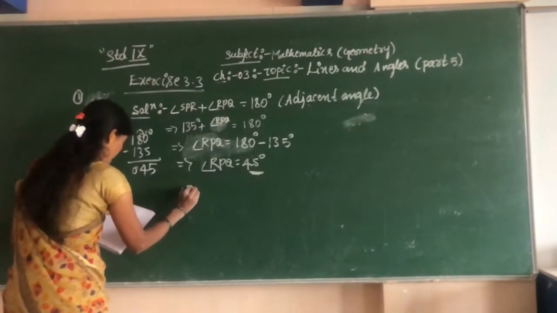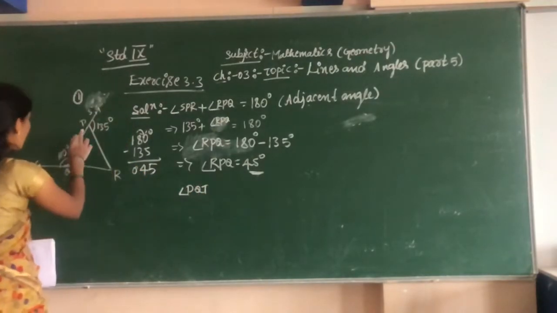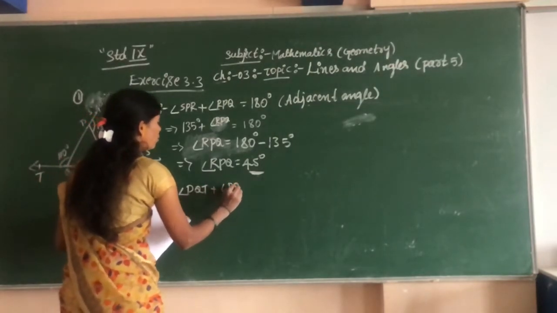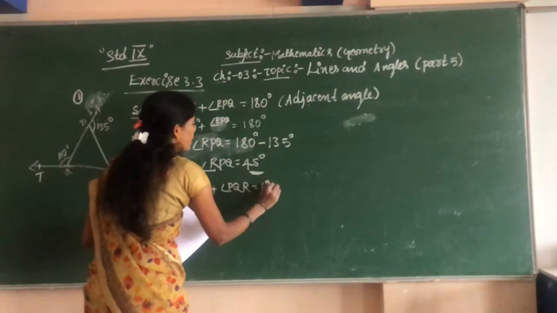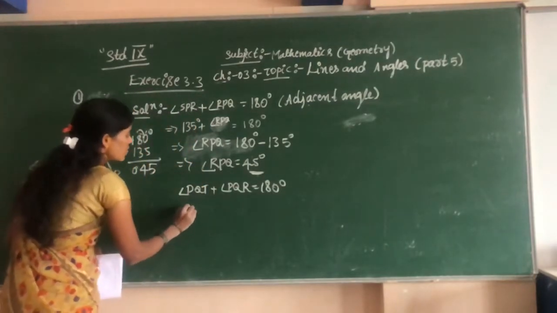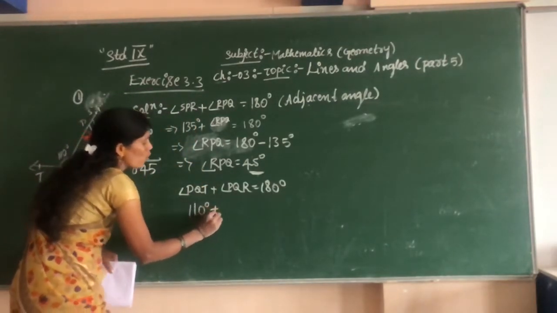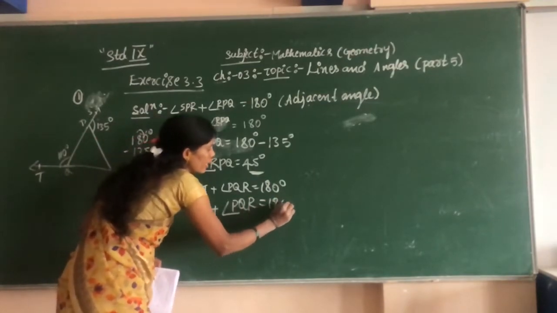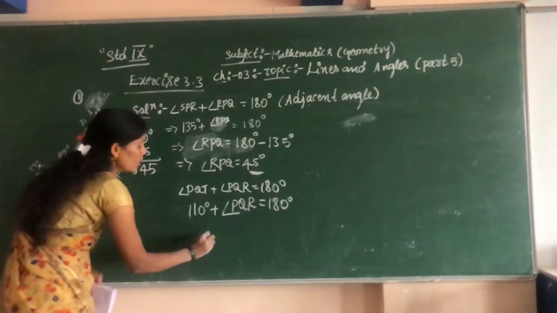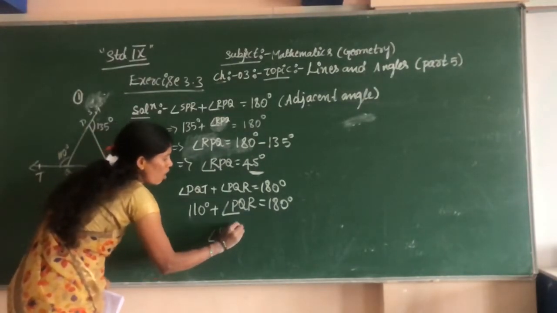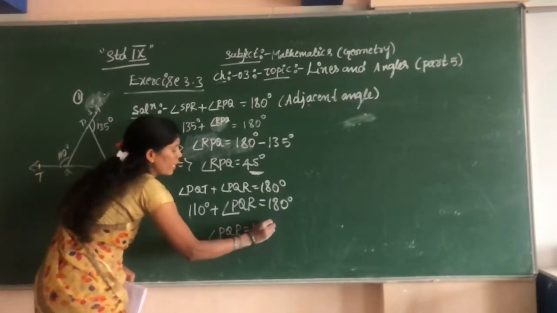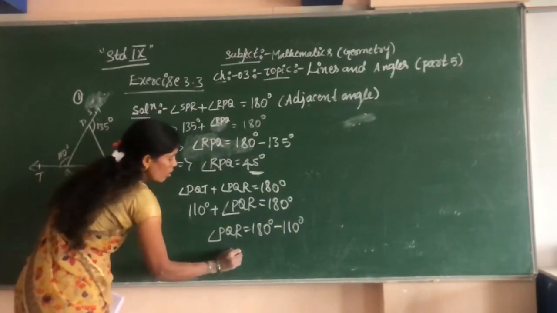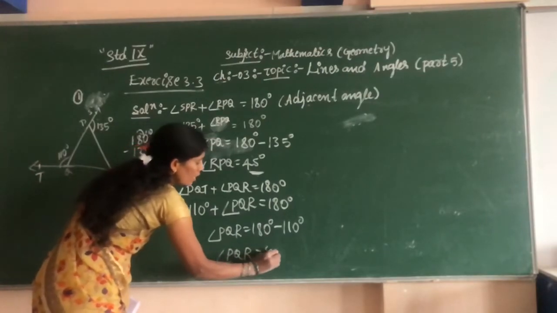Angle PQT plus angle PQR is equal to 180 degree. Angle PQT is equal to 110 degree. So angle PQR is 180 degree minus 110. Okay children, so here angle PQR is equal to 180 degree minus 110. How many? Angle PQR is equal to 70 degree.